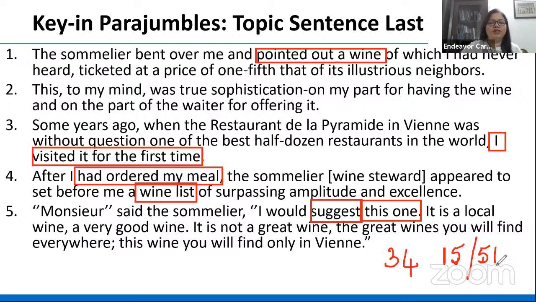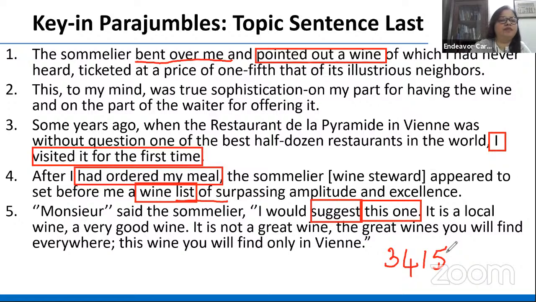Logically, you will want to look at first presenting, he's set before me a wine list. And that's why he pointed out a wine. He bent over me and he pointed out a wine. And then says, I would suggest this one, which means it will have to be the 1 5 connection, right? It will have to be the 1 5 connection. So we talk about 3 4, 1 5, and then this to my mind.